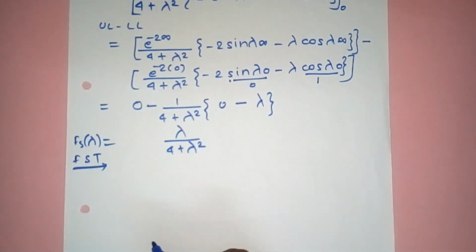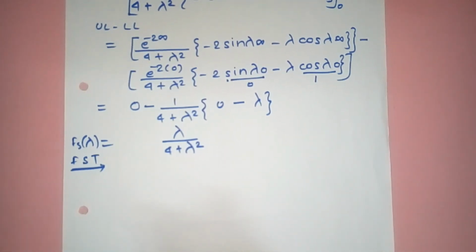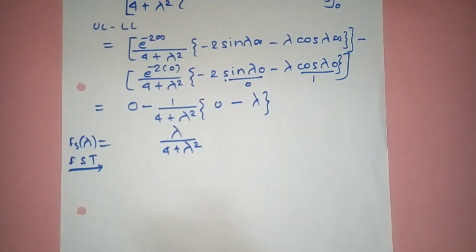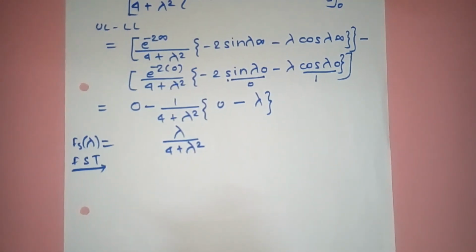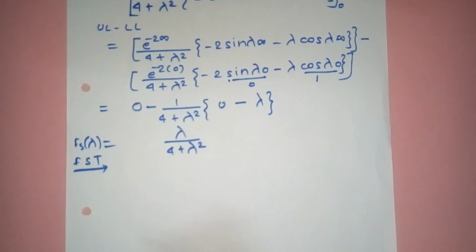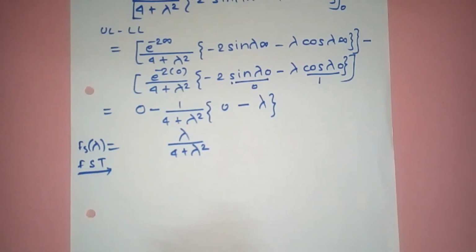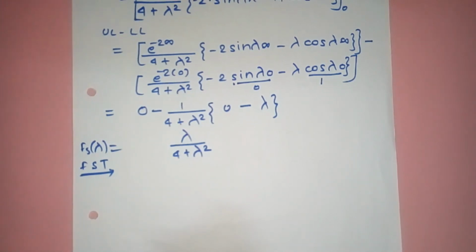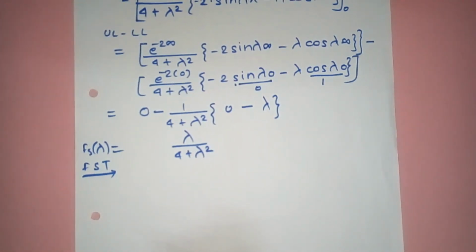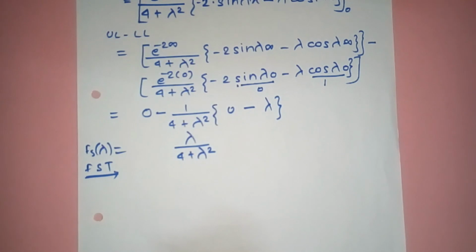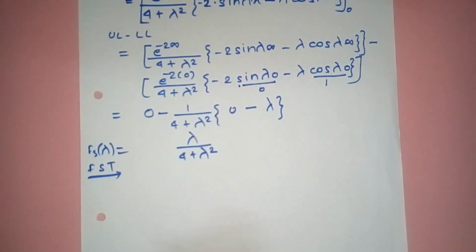So this is the way we have to find FST and FCT. In questions also they will tell us to find the Fourier Sine Transform, Fourier Cosine Transform, inverse Fourier Transform, and so on and so forth. So the important thing to remember is all those formulas. You have to learn them and practice these sums. And in the upcoming videos I'll be taking some more examples on Fourier Transform.